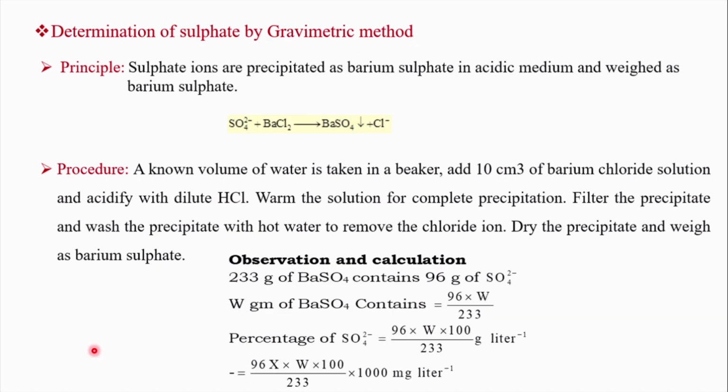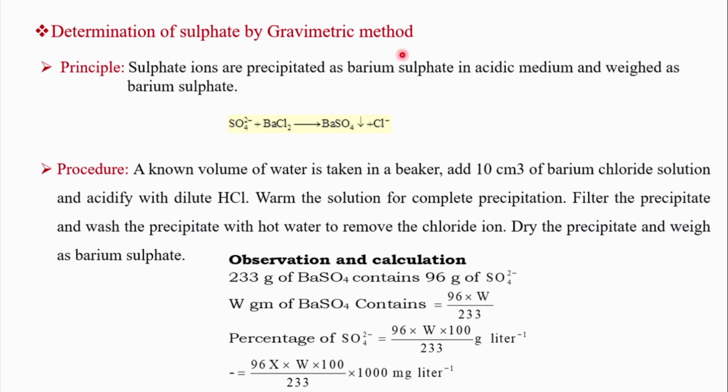Moving on to the subtopic, determination of sulfate by gravimetric method. There are different types of chemical analysis, that is wet chemical analysis, like gravimetry and titrimetry. Under titration, we have different types like acid-base titration, redox titration, precipitation titration, and complexometric titration. Another classical or traditional method is the gravimetric method.